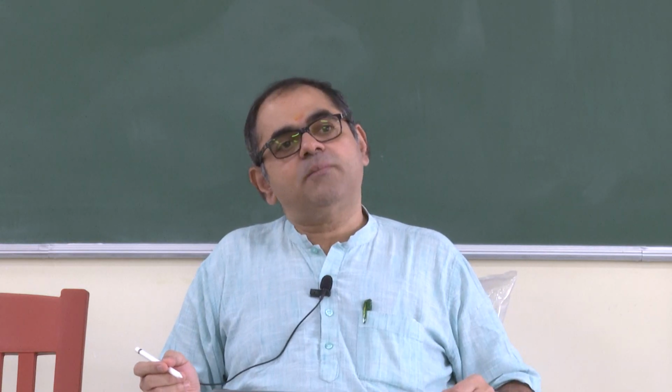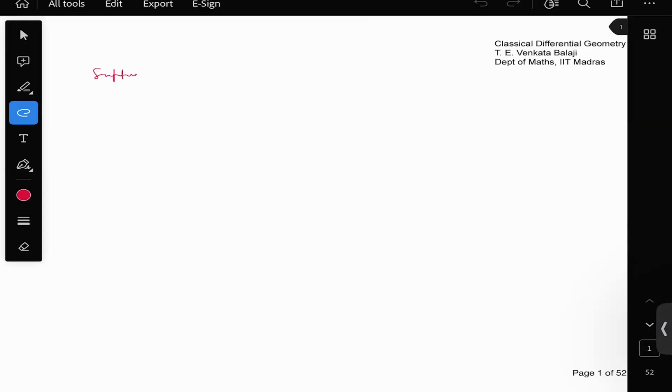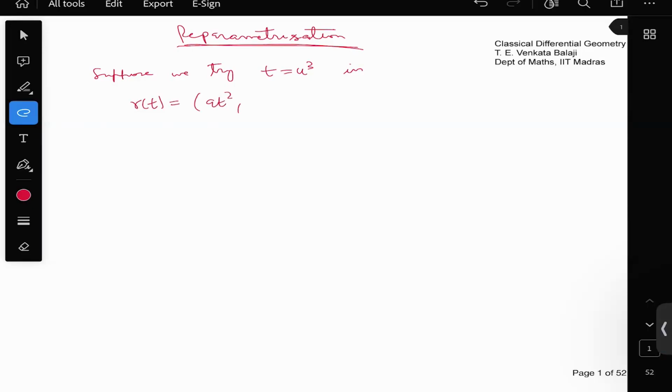You could try to cure it by putting t equal to u cube. But then again you will see a problem. So let me go to that. Suppose I try the following parameterization. Suppose we try, so I will put it as reparametrization, t equal to u cube in gamma t is equal to at squared comma 2at.